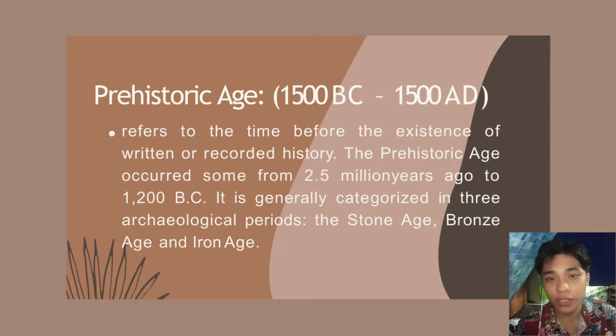So, the prehistoric age, in 1500 BC to 1500 AD, refers to the time before the existence of written or recorded history. The prehistoric age occurred from 2.5 billion years ago to 1200 BC. It is generally categorized in three archaeological periods: the Stone Age, the Bronze Age, and the Iron Age.